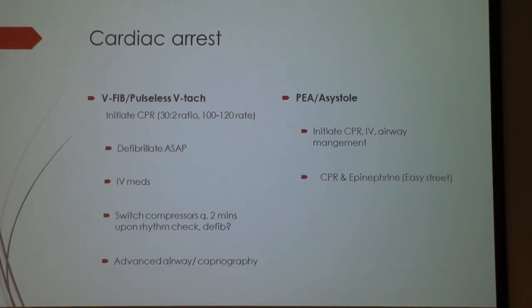PEA, asystole, very easy. Our only drug is epi. Every other cycle you can give an epinephrine. So CPR, stop, assess rhythm, still asystole, start CPR, give an epi. Next one, just CPR. Next cycle, give CPR and an epinephrine. And then just rotate every other one.